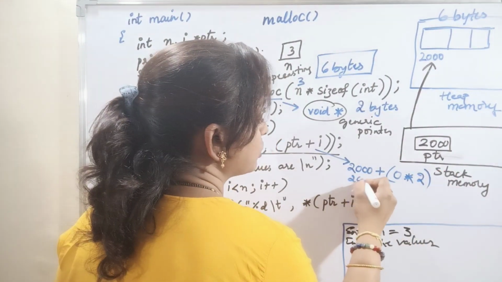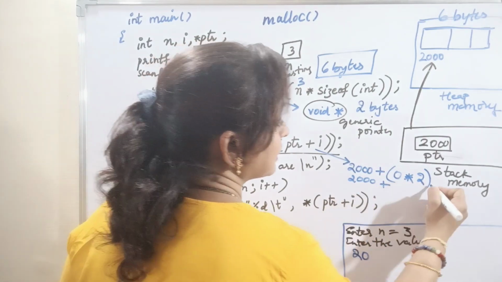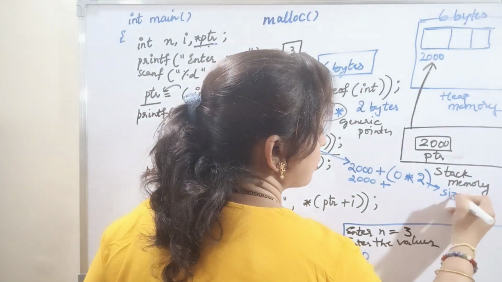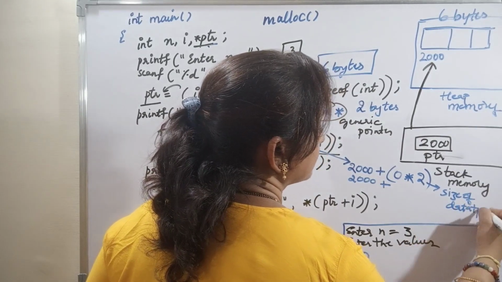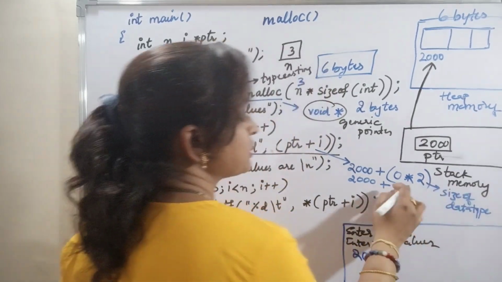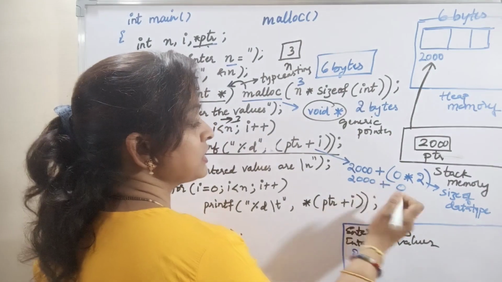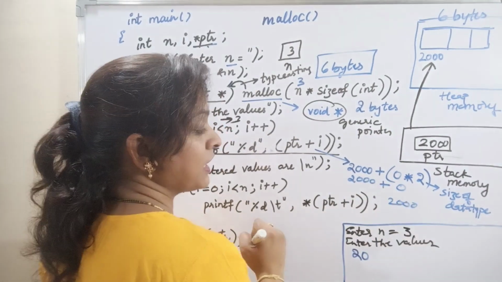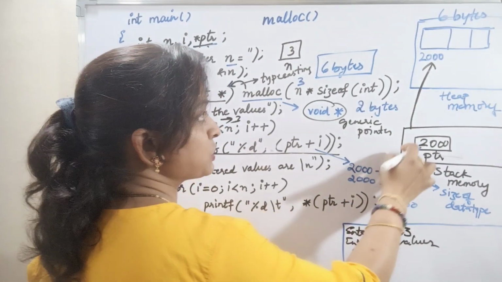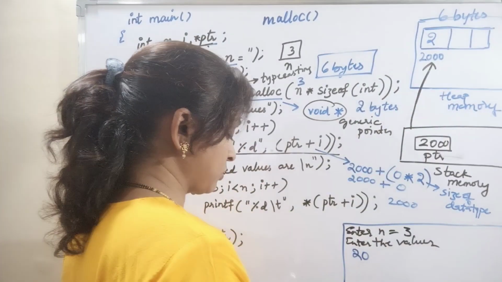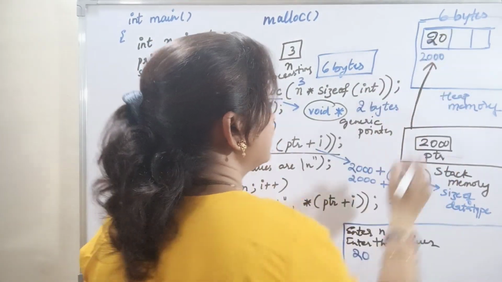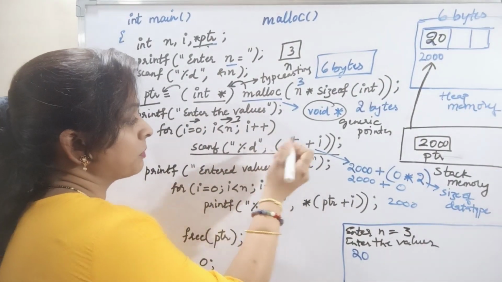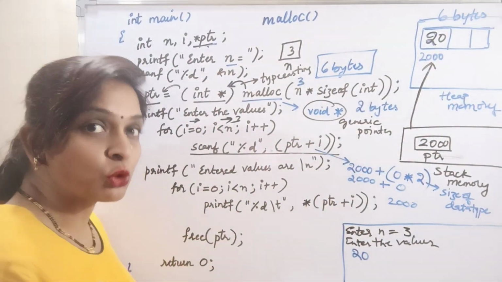So it is 2000 plus 0 into the size of the data type. So 0 into 2 it is 0. So it is 2000. Right? So this value will be stored in 2000. So my first value, which is 20, will be stored here.